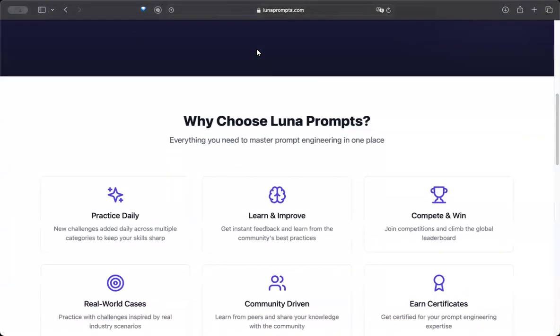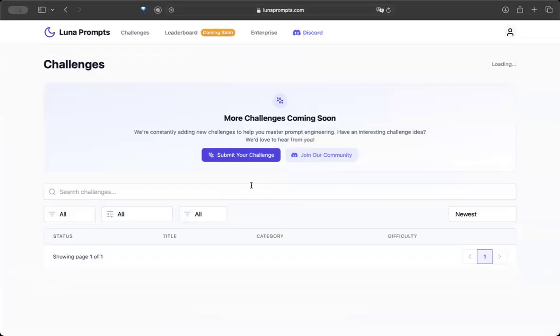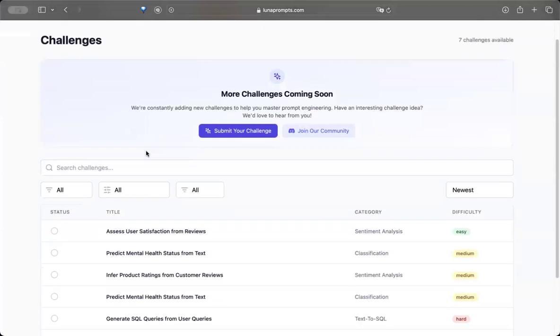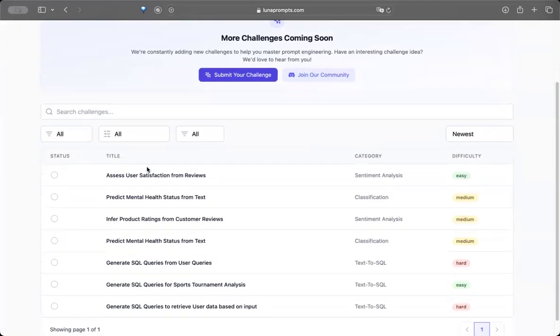So what we're going to do today is go over one of the challenges, and I am going to explain a little bit about the thought process that I went through when I was solving this problem. This can help as a benchmark or reference point for you to also solve problems on your own or to think about how to write better prompts on your own.